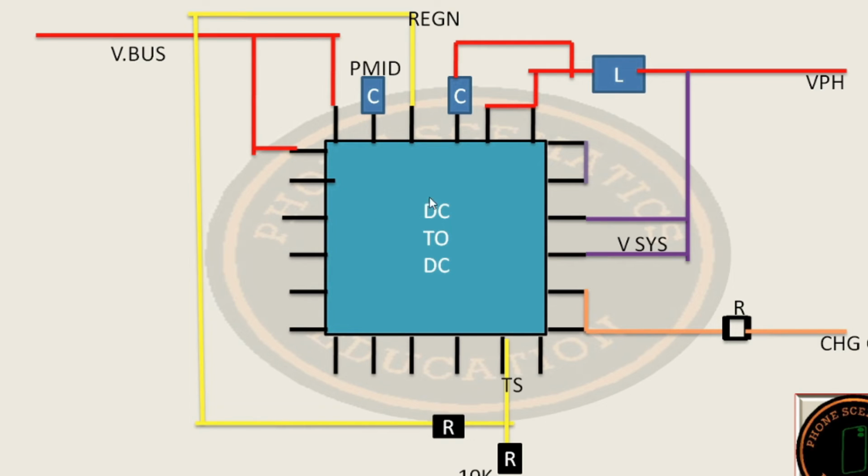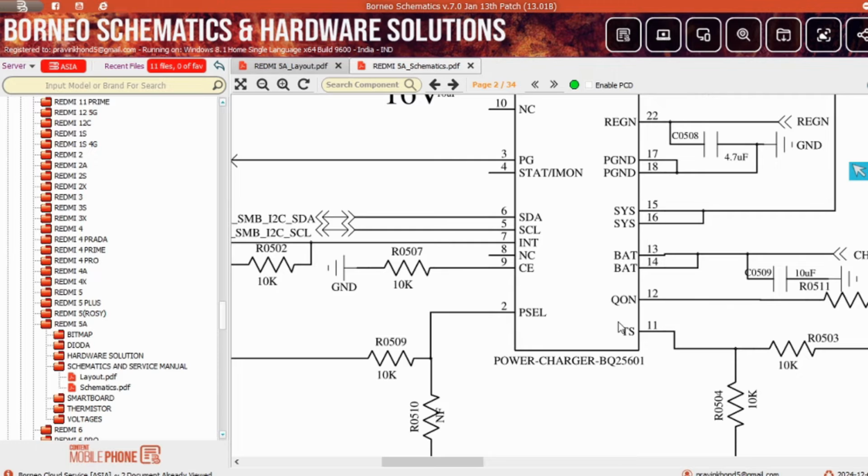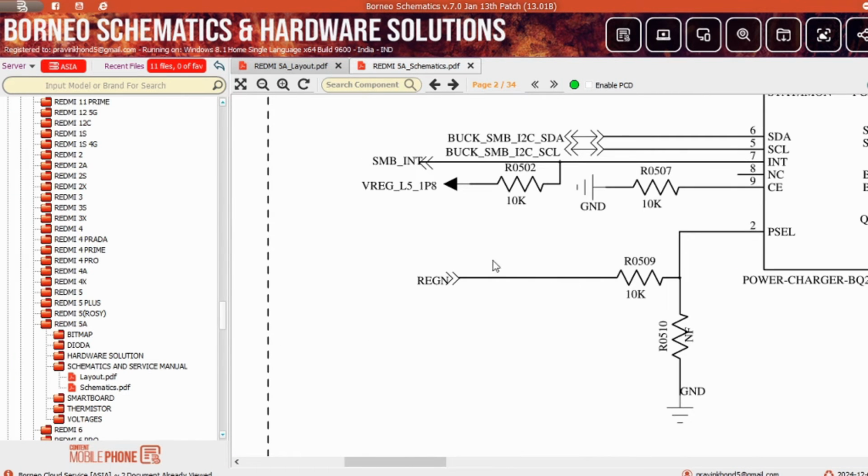After this, the line connects with the TS line, thermal sensing, where both resistors are 10K. After that, you will get 2.5 volt here. Clear? After this, the line is connected with pin number 2, called the PSEL line, power source selection line. Let's go to the schematics. After that I will explain about this line. Now you can see here pin number 2. When you click here on the REGN line, you will also get the PSEL line.